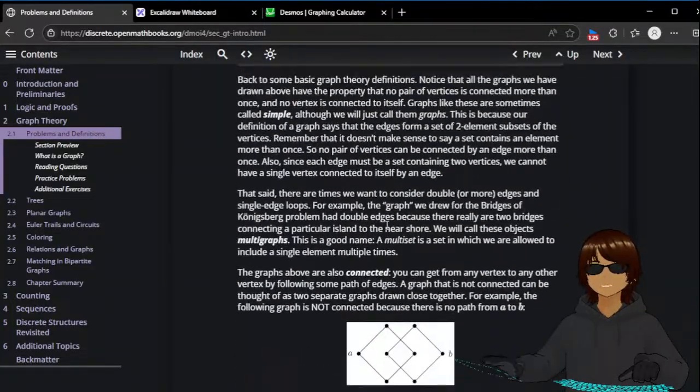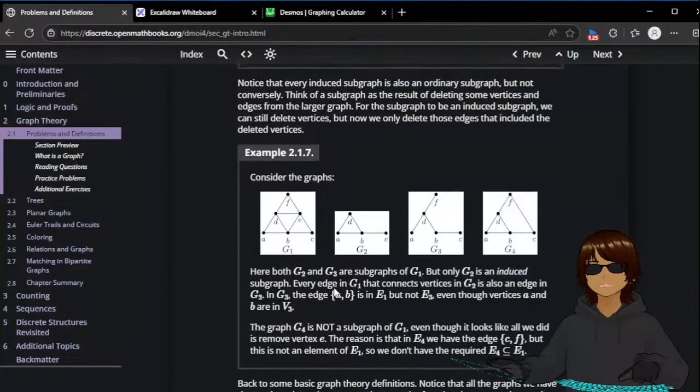They also talked about subgraphs and induced subgraphs. G2 is a subgraph of G1 because G2 exists in G1. G4 is not a subgraph because you see there's F connecting to E and then E connecting to C. Over here, F directly connects to C. There's no vertex E. There's no edge that connects F to C in G1, but there is an edge in G4 that connects F to C. So G4 is not a subgraph.